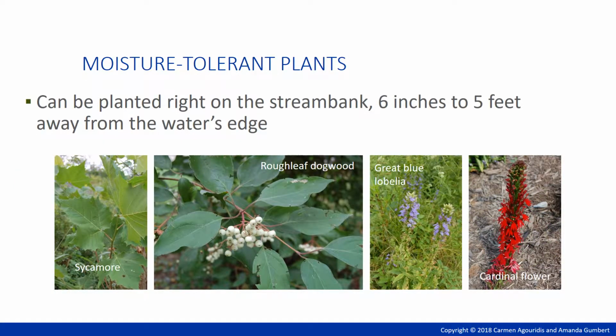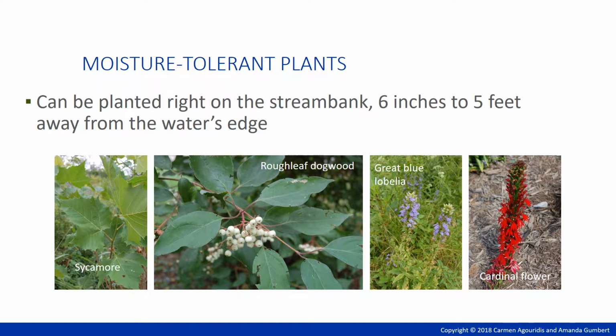Moisture-tolerant plants are those that can be planted right on the stream bank, 6 inches to 5 feet away from the water's edge. This range of moisture tolerance makes these plants versatile and gives you many choices for your buffer installation. Trees in this zone include sycamore, box elder, and serviceberry.